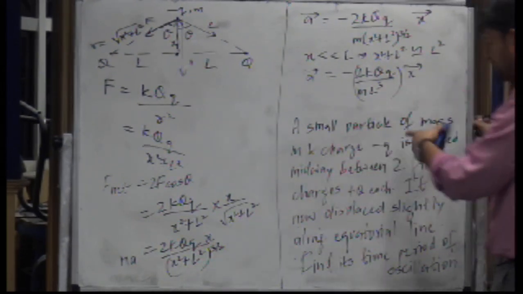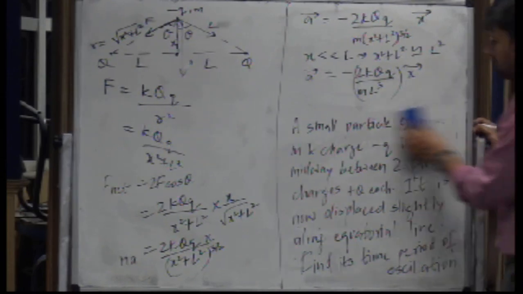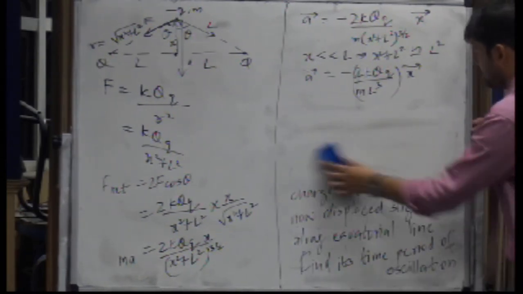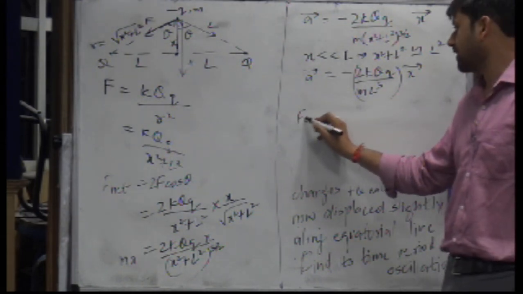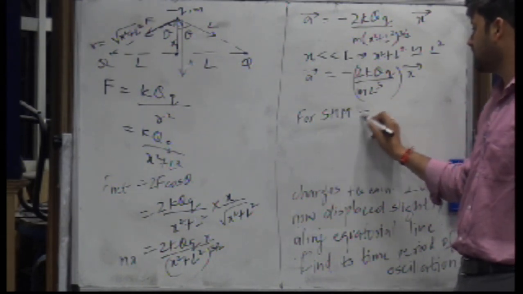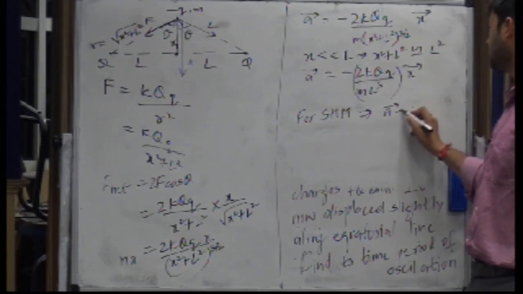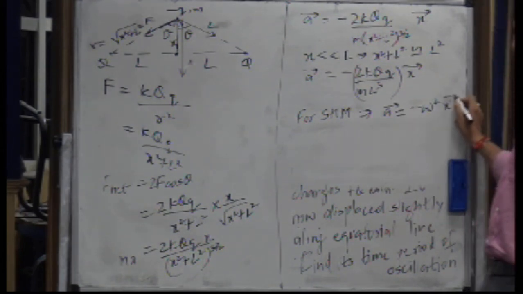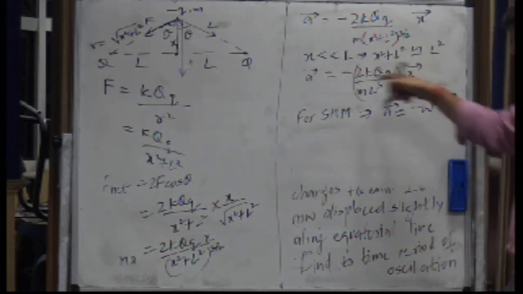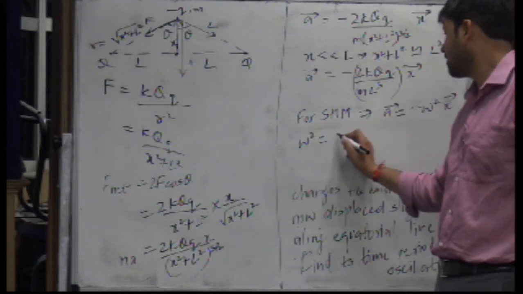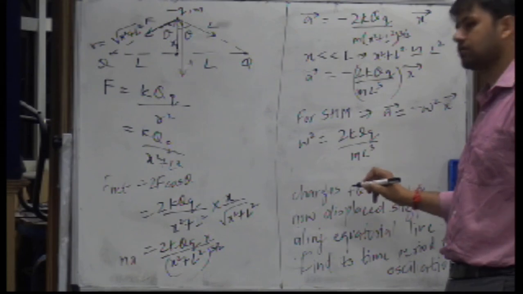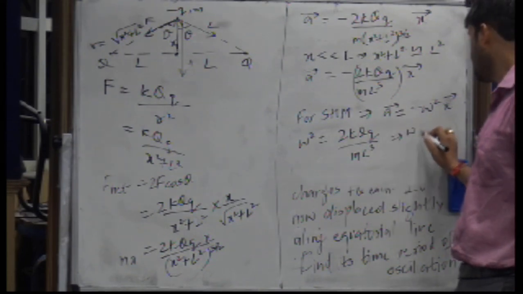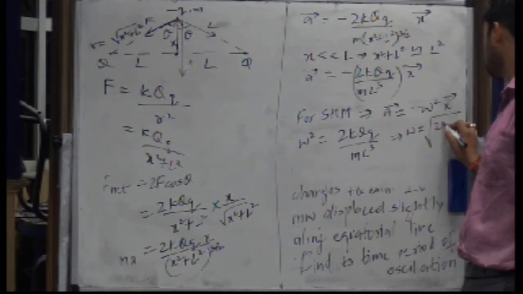Okay. Statement, did you write the statement? So you already know that for SHM the condition is A vector is minus omega square x vector. Comparing, you get omega square is 2kqq upon m L cube. Okay, omega is root of this thing, right?